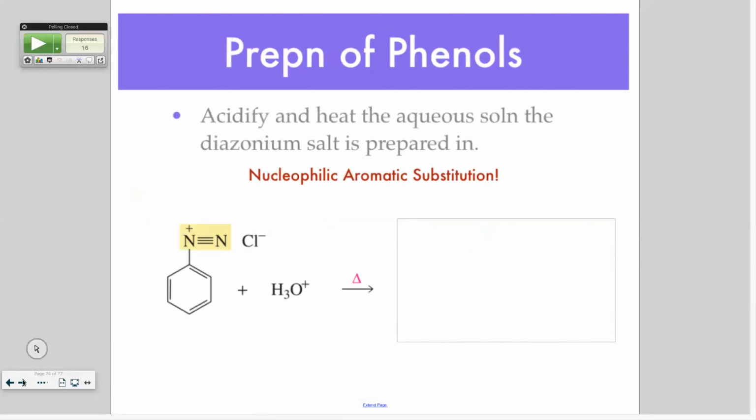Okay, now you can also make phenols. We haven't made phenols yet. I showed you how to make anilines. This is how you make phenols. You take your diazonium salt and you add water and heat it up and you get an OH on. It's also nucleophilic aromatic substitution, but water is your nucleophile and then you end up deprotonating.